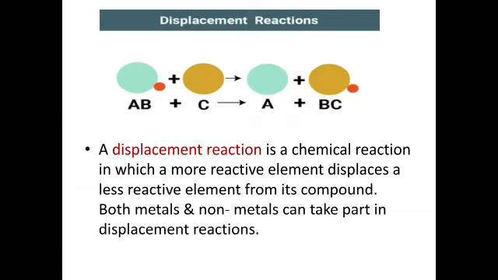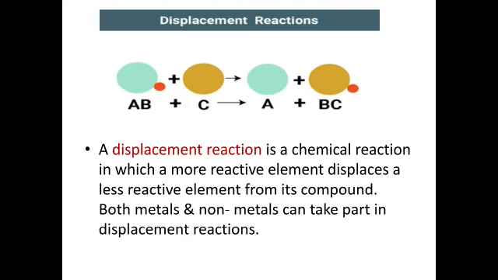So here is a simple definition for displacement reaction. Look at the figure. Here we have a compound. This is just an example. So here we have a compound AB. A is the green large ball and B is the small red ball. Now we are adding a C. C is more reactive than A. Keep in mind that C is more reactive than A. C is yellow in color, right?